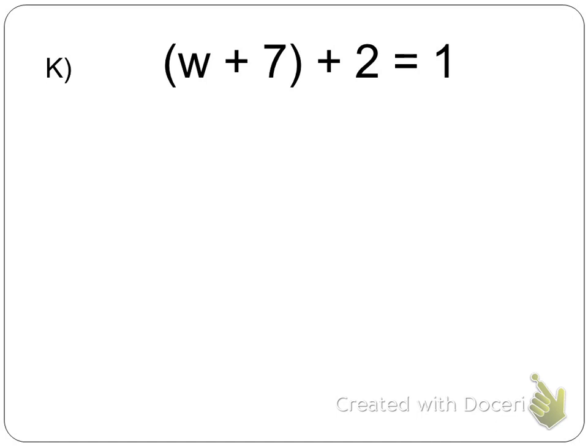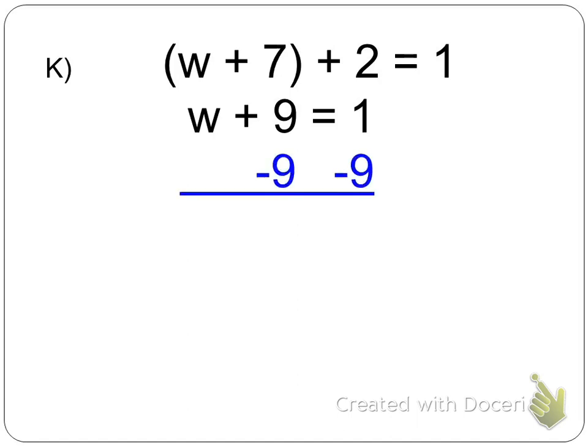So I am actually going to forget about them and combine like terms on the left. What are our like terms? The 7 and the 2. So we can go ahead and add those and make it a 9 and just sort of forget the parentheses are even there. All right, and then I'm going to subtract 9 from both sides. And of course, I get a W of negative 8. Questions?